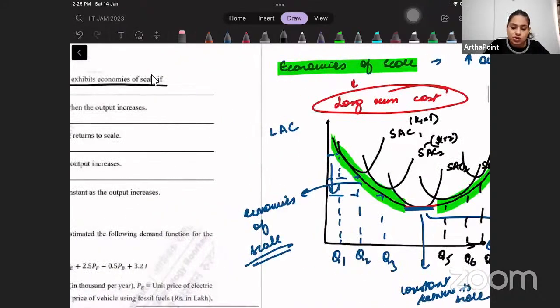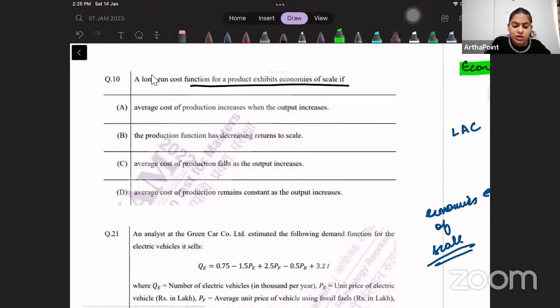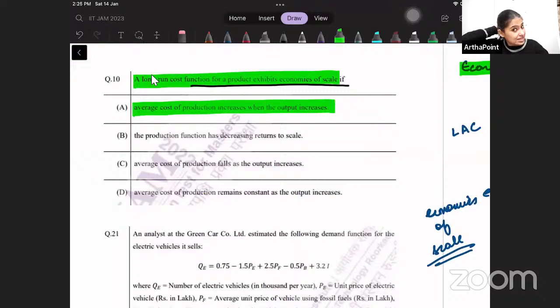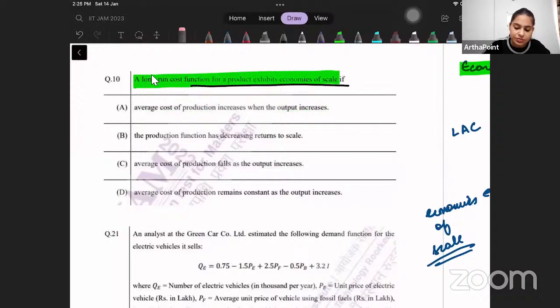So let's go back to this concept. It says a long run cost function for a product exhibits economies of scale, which means its average cost of production increases when output increases. No, we want it to decrease as output increases. So the answer to this question should be the production function is decreasing returns to scale. No, it should be increasing returns to scale. So average cost of production falls as output increases.